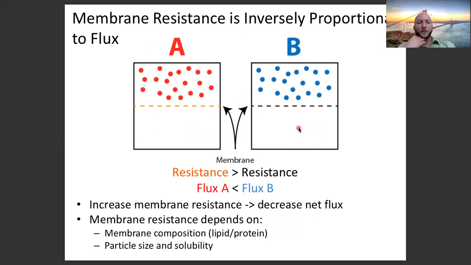Now, what affects membrane resistance in a human, in a cell? Well, the lipid and protein characteristics of the membrane. If you have a lot of cholesterol in your cell membrane, it's going to add resistance. If you have a lot of proteins in your cell membrane, it's also going to add resistance. Also particle size and solubility. So the larger the size, the more resistance. The more hydrophobic, the more lipophilic, the higher the solubility, the easier it's going to move across the membrane, the lower the resistance.